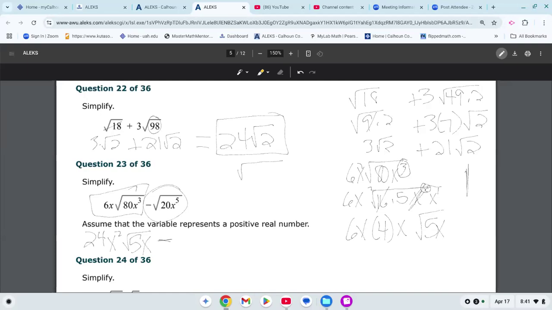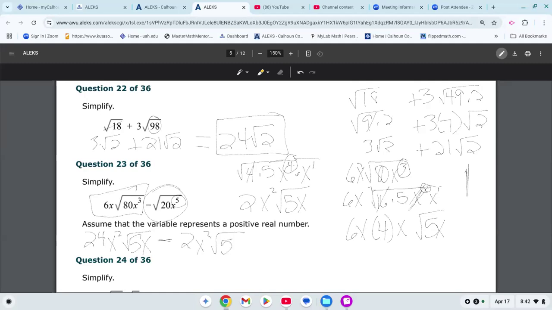5 goes into 20 4 times, so that's 4 times 5. And then I'm going to break up that x to the fifth into x to the 4th times x to the 1st. I can take the square root of 4, which is 2. This exponent 4 divided by the index gives me x squared. And if you notice, I end up with a 5x, which is exactly under the radical, which is exactly what I got the first time.